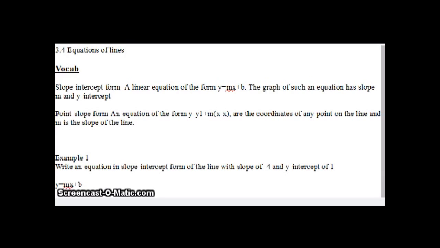Section 3.4, Equations of Lines. Vocab: slope-intercept form is a linear equation of the form y equals mx plus b. The graph of such an equation has slope m and y-intercept b. Point-slope form is an equation of the form y minus y1 equals m times (x minus x1), where x1, y1 are the coordinates of any point on the line, and m is the slope of the line.